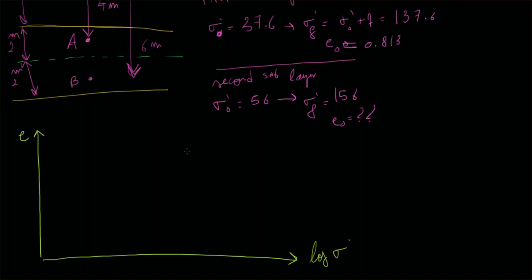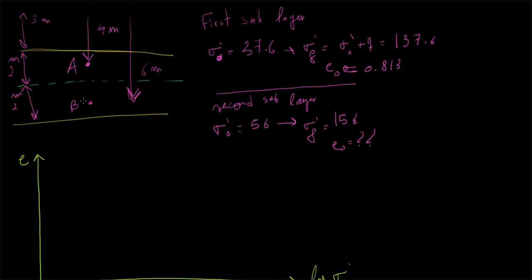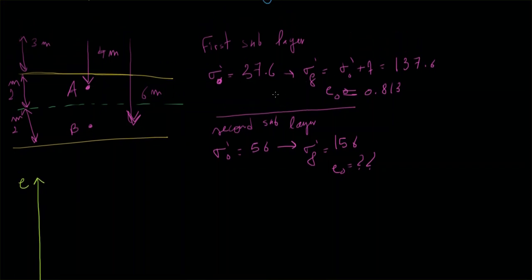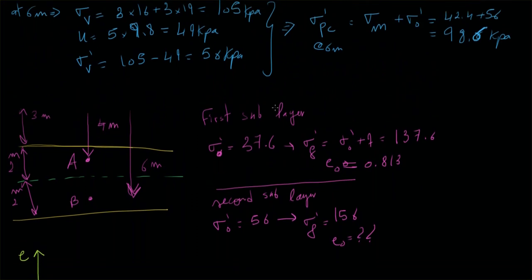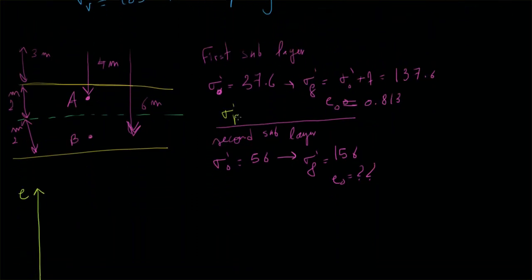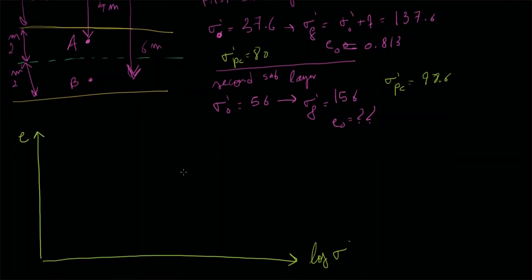Okay. Can I try to imagine the history that point B has gone through? So point B initially had a stress that's the same as point A, which is 37.6. Then deposits occurred and the stress kept increasing until we reach the initial sigma dash PC, which is the pre-consolidation stress, which is 80. Sigma dash PC here is 80, while sigma dash PC here is 98.6. So we reached the 80 value. From the 37.6 to the 80, we were following the pre-compression line.